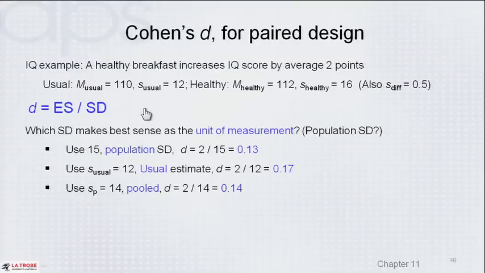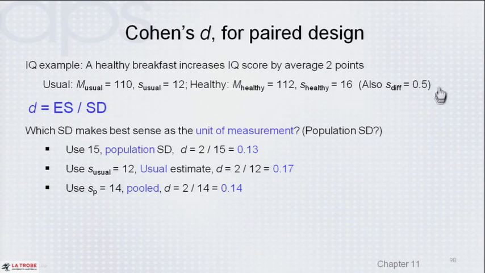How are we going to calculate d? So let's assume we've got 110 as the mean for the ordinary breakfast, 112 as the mean for the healthy. We've got standard deviations of 12 and 16, which is perfectly plausible.